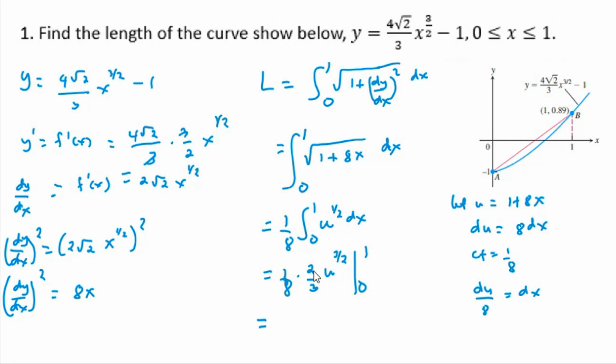Simplifying it further, 2 over 8 is 1 over 4, and 4 times 3 is 12. So we have 1 over 12 times u, with u now being 1 plus 8x. So we have 1 over 12 times (1 plus 8x) to the power of 3 halves, evaluated from 0 to 1. Okay, by using the fundamental theorem of calculus and evaluating the integral, we now have the answer of 13 over 6.